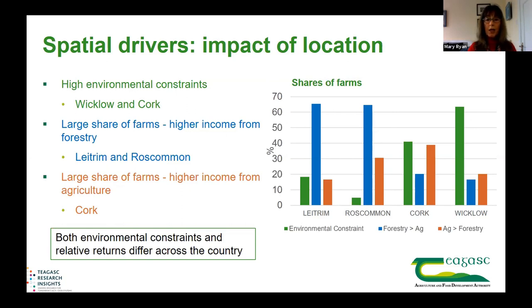And looking at the red columns, Cork is the county that has the greatest share of farms where income is higher from agriculture. And what that shows us, again, a lot of it is intuitive, but it shows us scientifically that both environmental constraints and relative returns differ across the country, showing the importance of location.